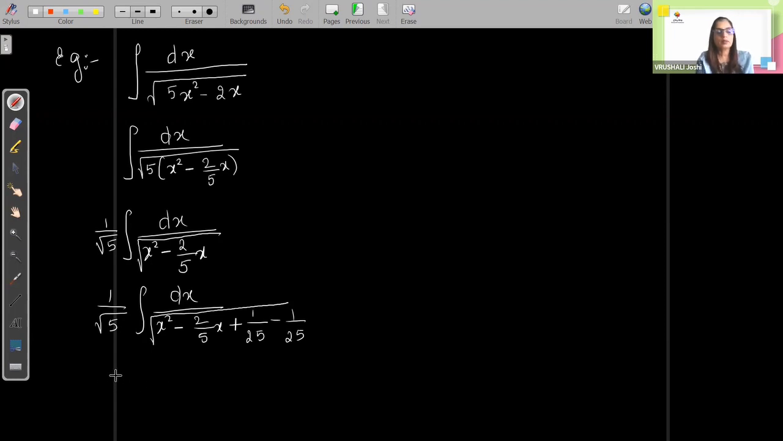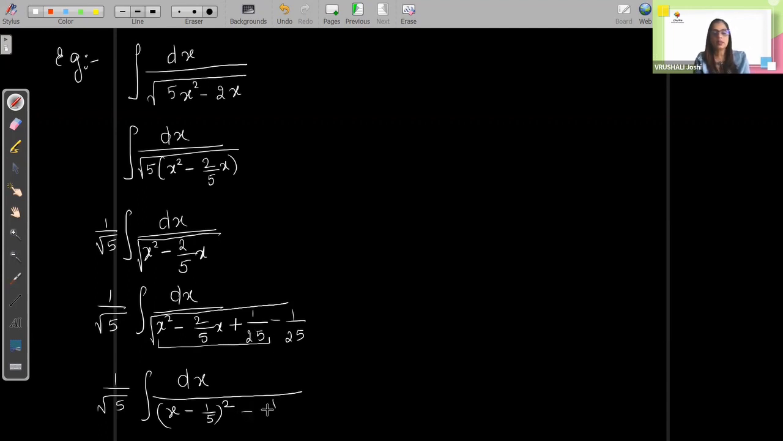ओके, सो दैन 1 by root 5 integration of, अभी देख के आपको पता चल जाएगा ये कैसा स्क्वायर हो रहा है. करेक्ट? This entire thing will be x minus 1 by 5 whole square. Correct? And minus 1/5 whole square. करेक्ट. इजी है ना, सामने सामने दिख रहा है.